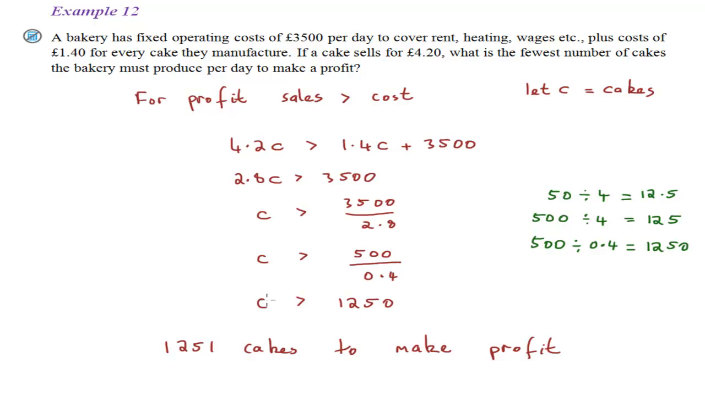And again, we figured out in this inequality that for profit, the number of cakes needed to be greater than 1,250. So the 1,251st cake would be the one that actually starts to make profit. And what you can do here, if you wanted to, would be to take this 1,250 and substitute it back in. And what you'll find is that that's actually the break-even number of cakes. So they would make zero profit and zero loss with 1,250 cakes, but at 1,251 they start to make some profit.